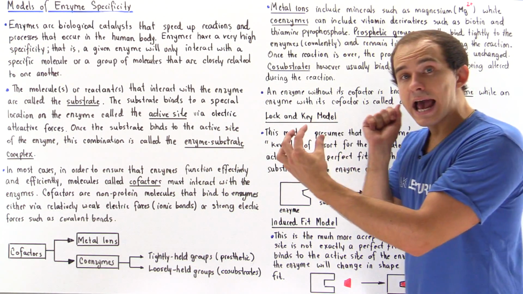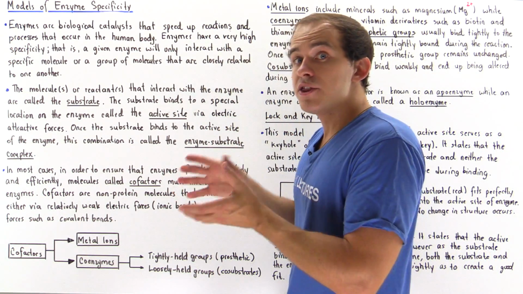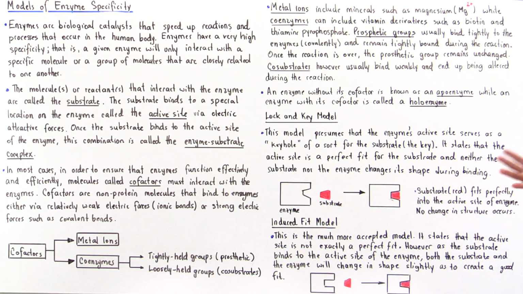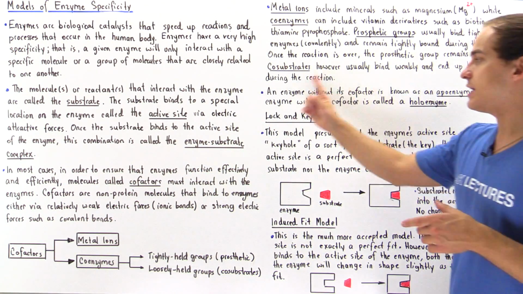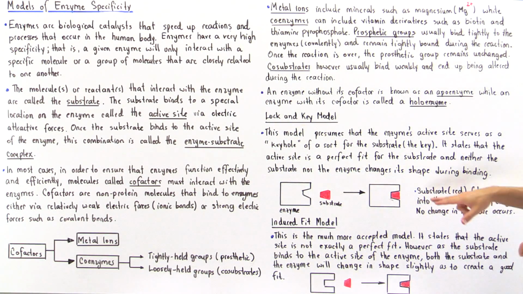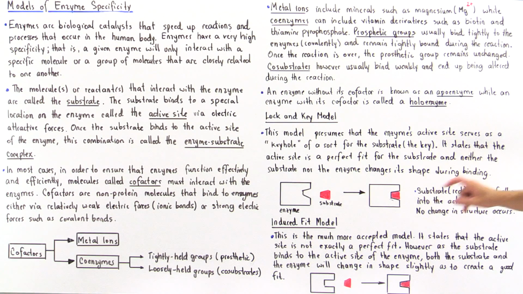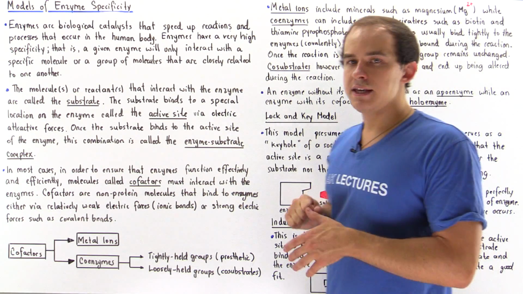And when we place that key into our lock, neither the key nor the lock actually changes in shape. They do not change in shape, and so this is our lock and key model. The substrate shown in red fits perfectly inside the active site of the enzyme, and no change in structure actually takes place. So this is our lock and key model.